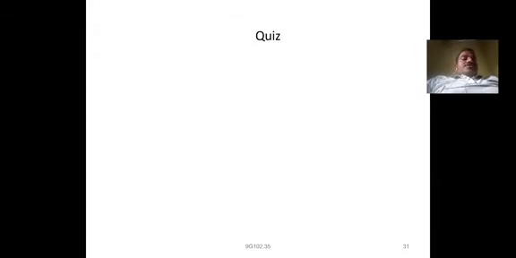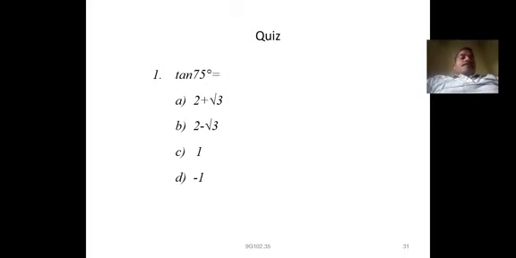Now some quiz questions. Tan 75 degrees equal to, say, root 3 plus 1, 2 plus root 3, 2 minus root 3, 1 minus 1. So the first one is the correct answer, as we have already discussed.